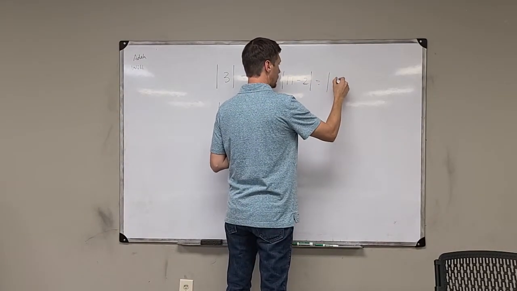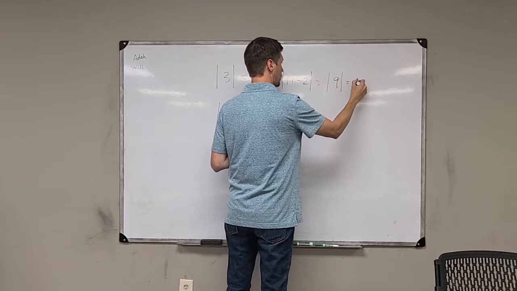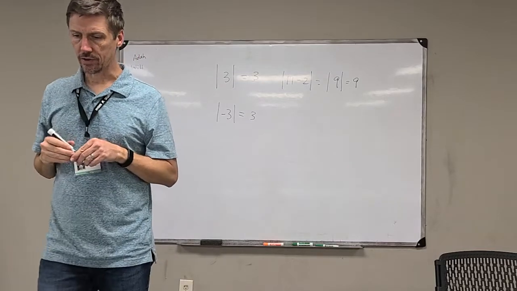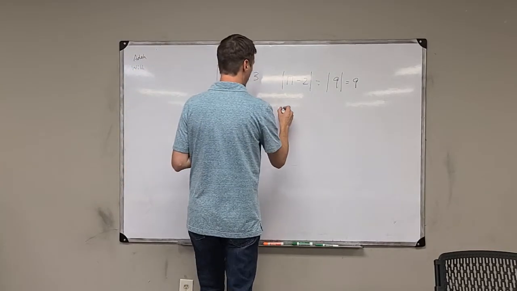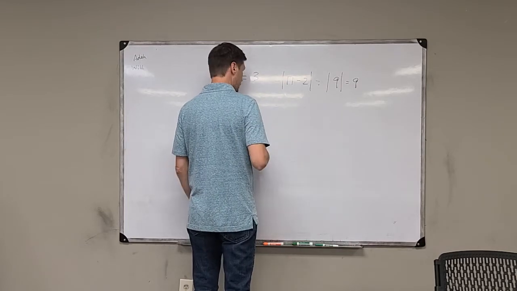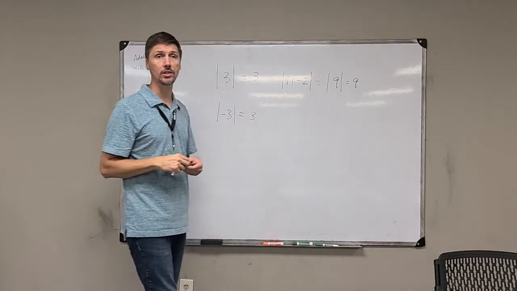11 minus 2, you do that subtraction first to get 9, and then the absolute value is 9. And what if you had this same thing here, but we had a negative sign in front of that? How would that change our answer, or would it change our answer?